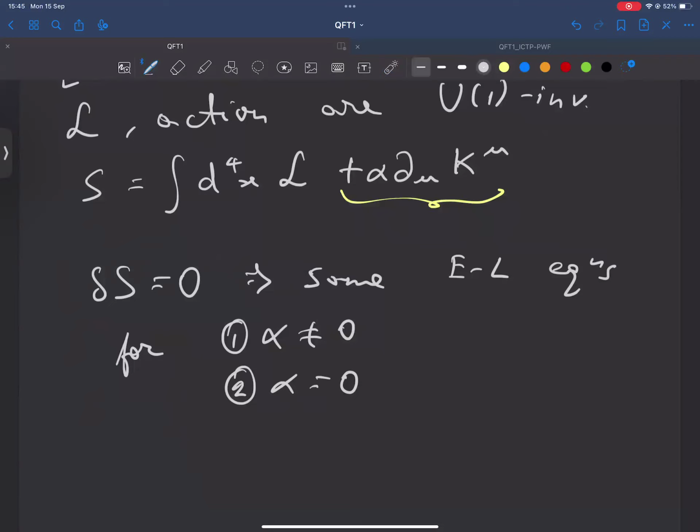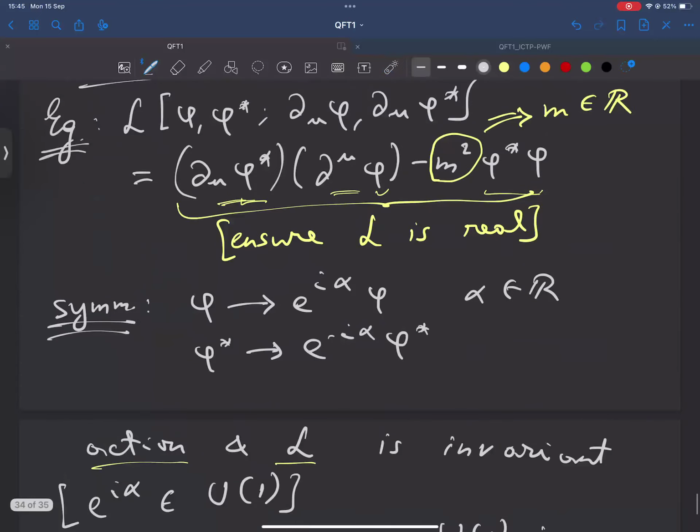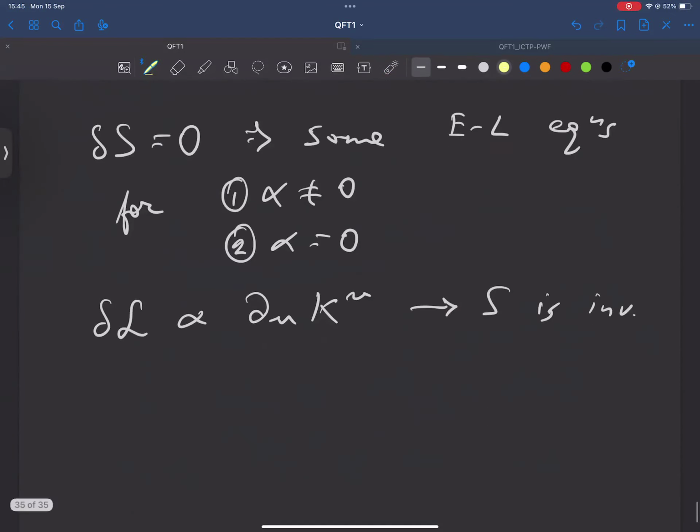preserve the action. So whenever the Lagrangian transforms as a total derivative under your symmetry, the action remains invariant. Sorry, yes, S is invariant under that action. But in this particular case, the action and L both are invariant. Okay, so that's why I specifically mentioned that both of these things are invariant in this case.